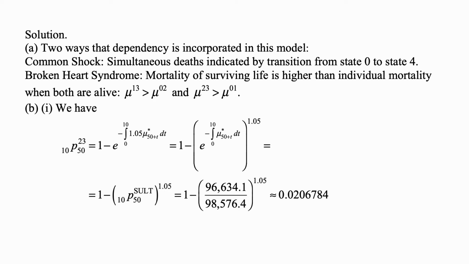So that's equal to 1 minus e to the minus the integral from 0 to 10 of mu 50 plus t star dt, to the power 1.05. The reason we separate this is that once it's written this way, we know that mu star is the force of mortality corresponding to the standard ultimate life table. And of course, e to the minus the integral of the force of mortality in this table is simply the probability of survival over 10 years for a 50-year-old based on the standard ultimate life table. So that probability to the power 1.05. So we have 1 minus that probability to the power 1.05, and we can find that probability just by taking the ratio of the population size at age 60 divided by the population size at age 50 from the standard ultimate life table. Once we plug those in and calculate, this is approximately 0.0206784.